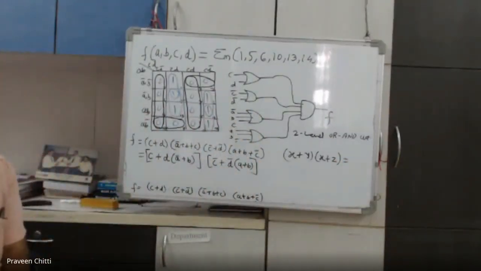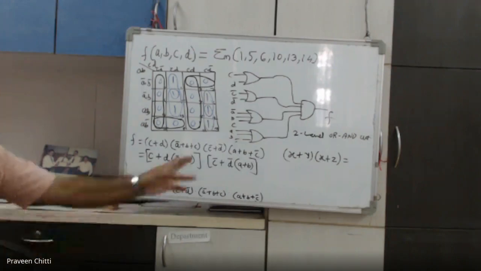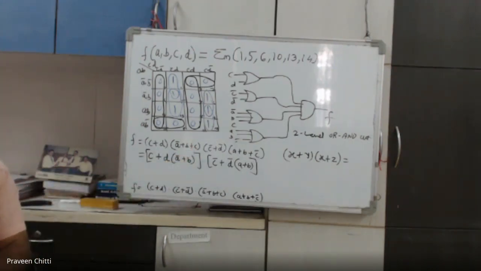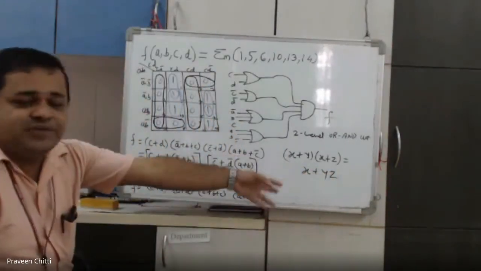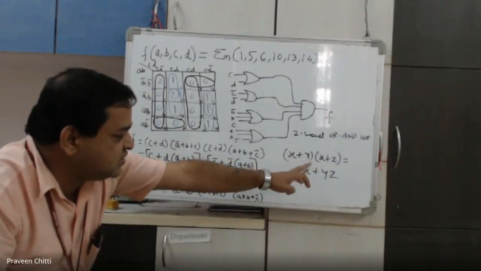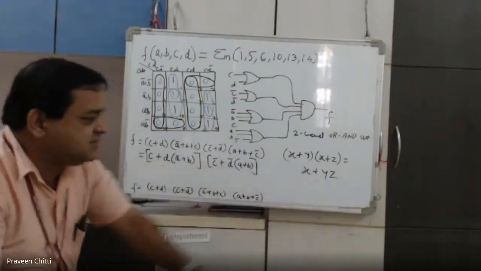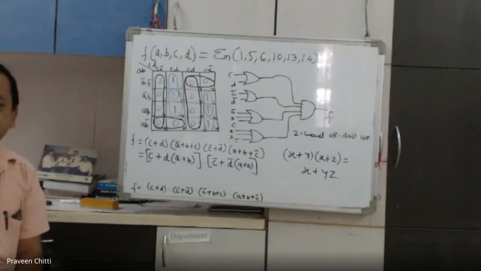Can anybody tell me what is the simplification you are going to get? What is the Boolean identity or property you have? If you come across the term X plus Y into X plus Z, what can be written as? That is what I have written here. X plus YZ, very good. How you can simplify and check? X into X is X plus XZ plus YX plus YZ. So you take again the simplification, it comes out to this is one of the properties of Boolean algebra: X plus Y into X plus Z is X plus YZ.